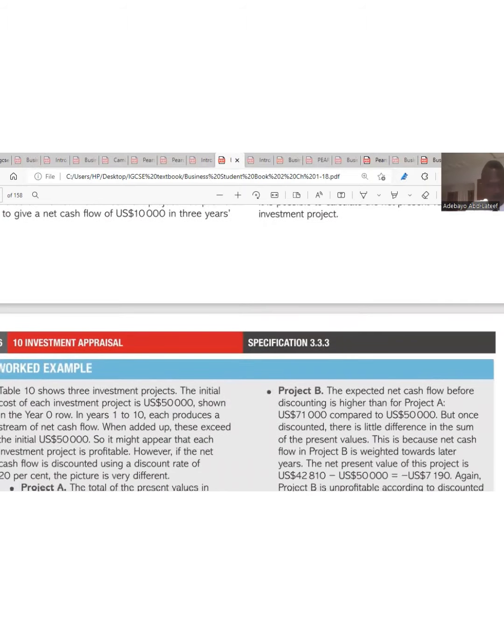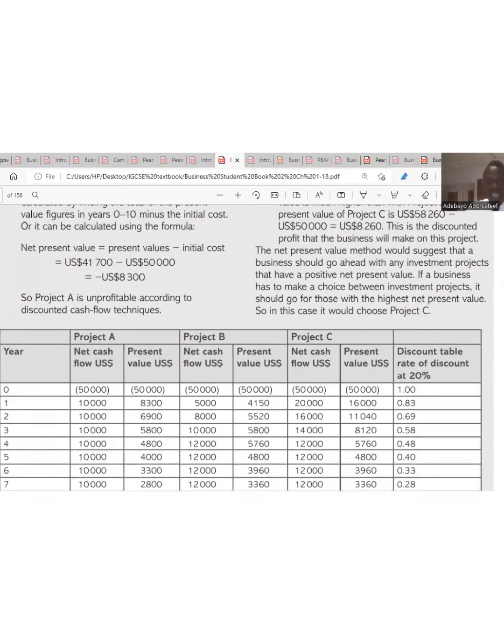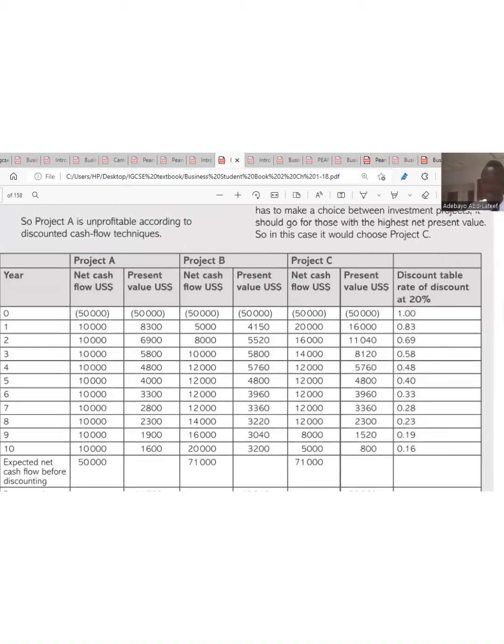Okay, let's see. Yeah, a project is used here. We have project A, project B, project C, using the NPV. So how do you calculate your NPV using these when you have to compare these projects? What you need to do is, for each project, like project A, the initial cost for project A is 50,000. Are you with me? Yes. Then, if the initial cost of the project is 50,000, it is negative because that's an investment, right?